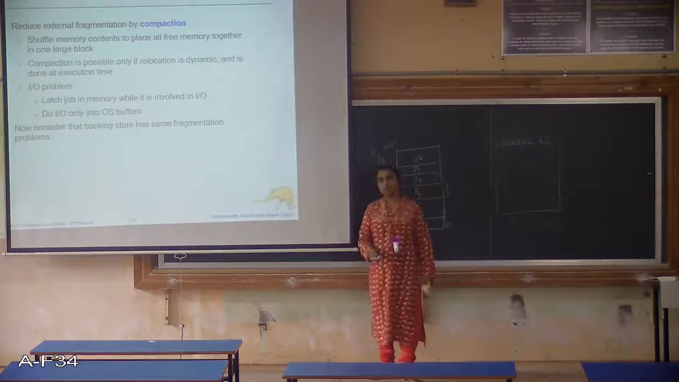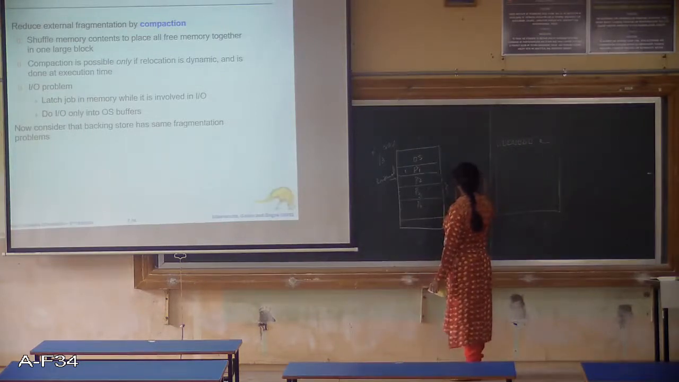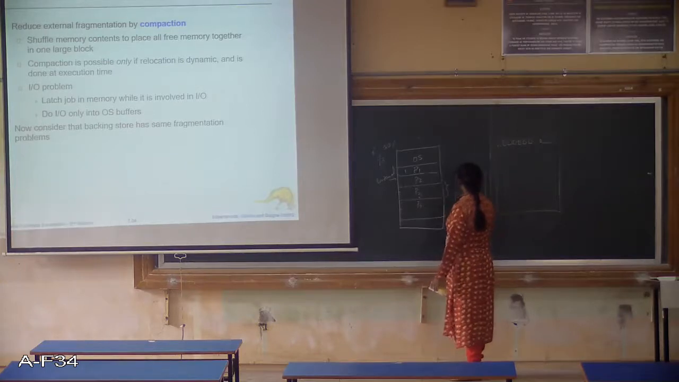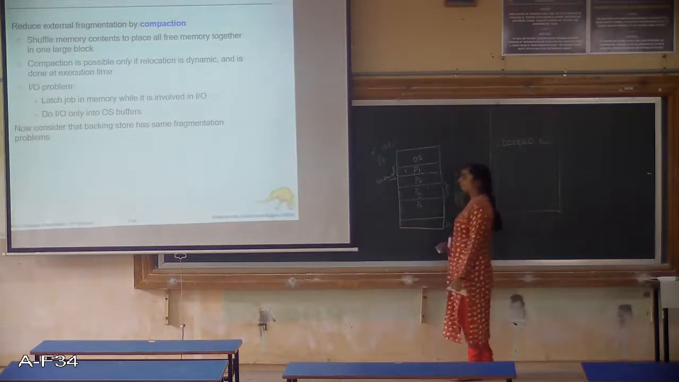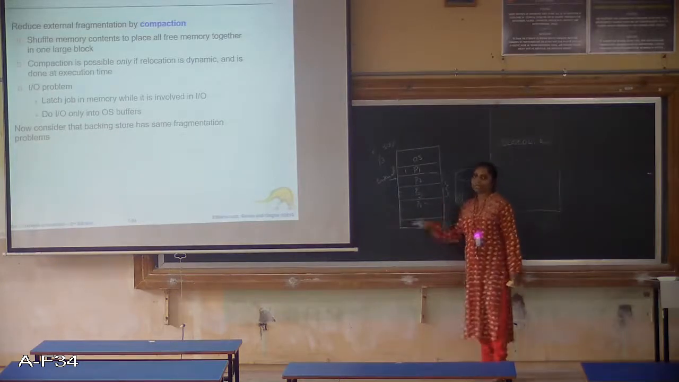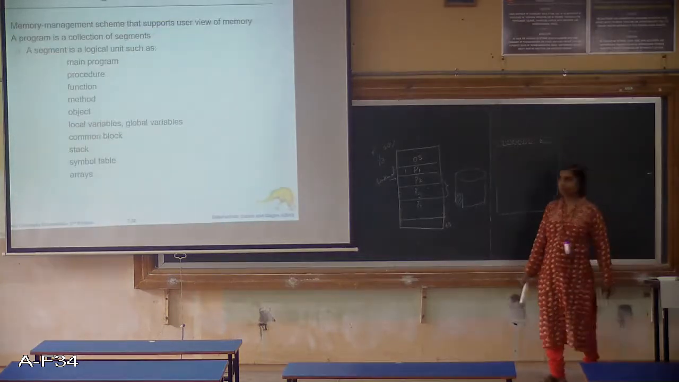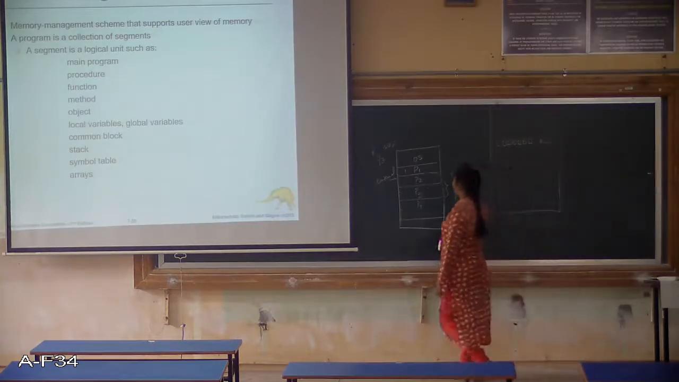Now consider the backing store has the same fragmentation problem. So remember that this is main memory, and on our hard disk we have our backing store. This backing store also will have the same problem, that is internal and external fragmentation. There also you can do compaction.